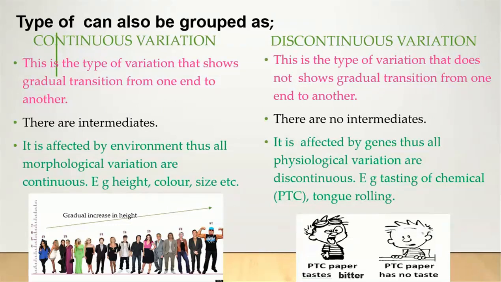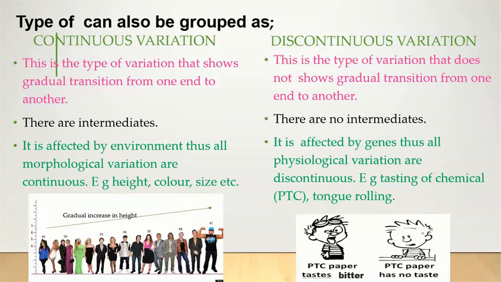For example, looking at the image below, we have several people arranged in a single line, from the shortest to the tallest person. The shortest is one end, the tallest individual is the other end. And in between, we have people that are not as short as the shortest and not as tall as the tallest. Those are called the intermediates. So there is a gradual change from the shortest to the tallest or from the tallest to the shortest. So in continuous variation, there are what we call intermediates.